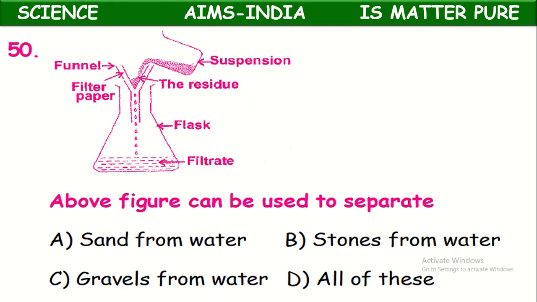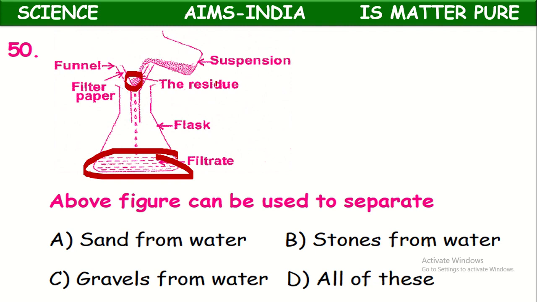Next one. If you observe the diagram here, the above figure can be used to separate... What is the process called there? See, it is called filtration. They have taken a mixture of solid and liquid and poured it through a funnel containing filter paper. Now pure liquid coming down is called the filtrate. The solid substance remaining in the filter paper is called the residue. This process is called filtration.